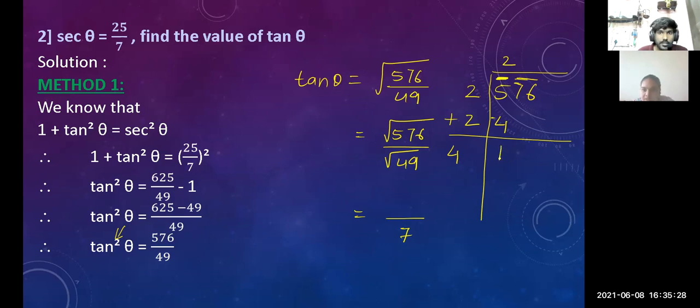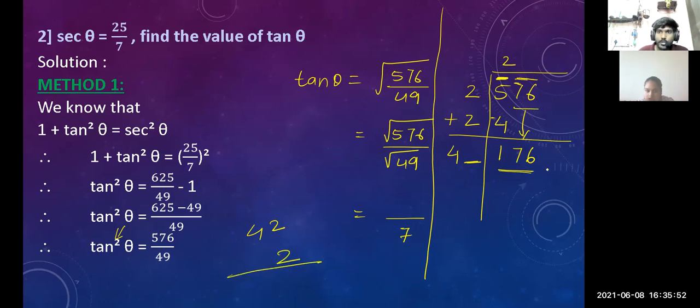5 minus 4 is 1. And then you bring this entire pair down next. So 176. Now here you have to put such a number that after multiplying that number with this, you should get 176. For example, if you put 2 here, you multiply the number with 2 and you have to get 176 or lesser than 176.